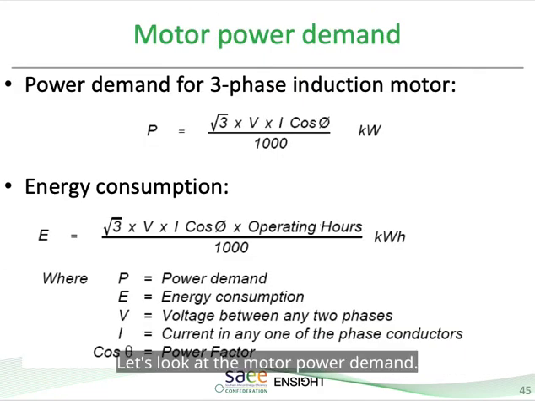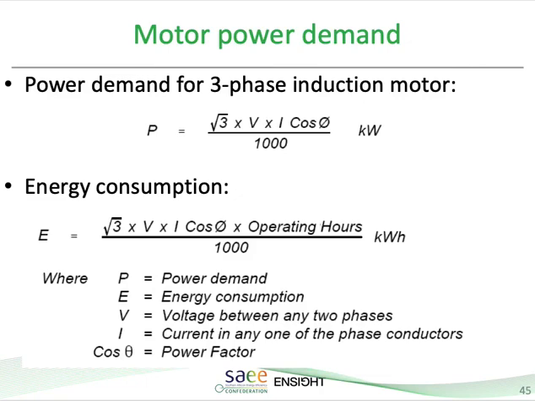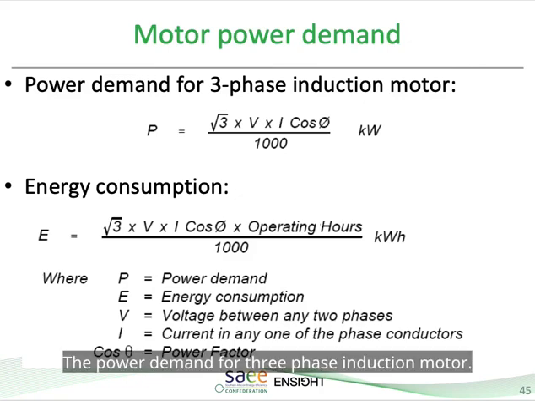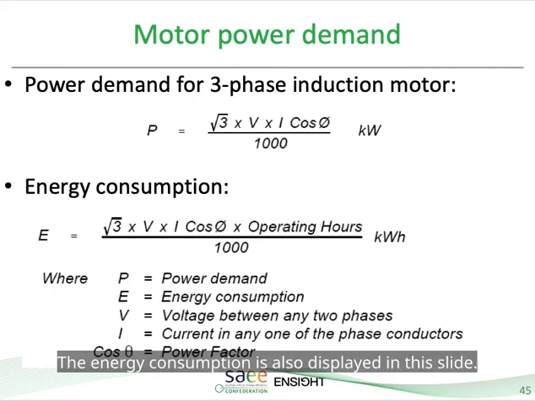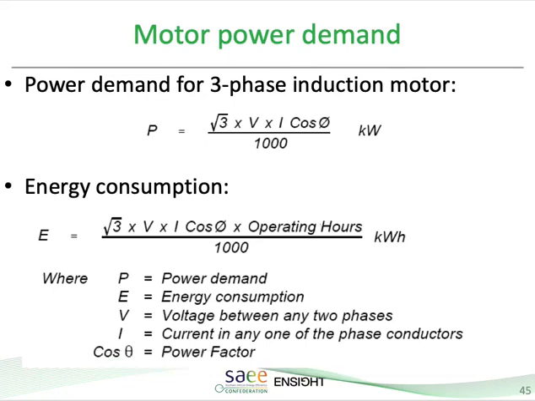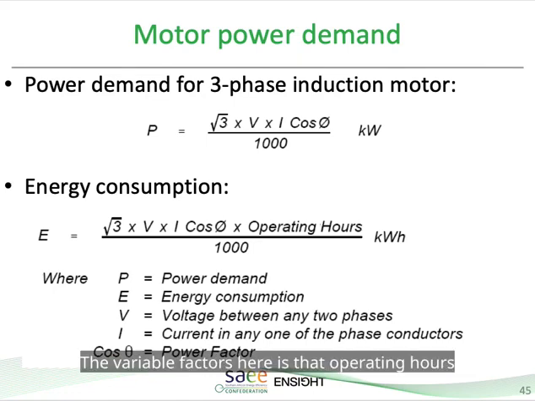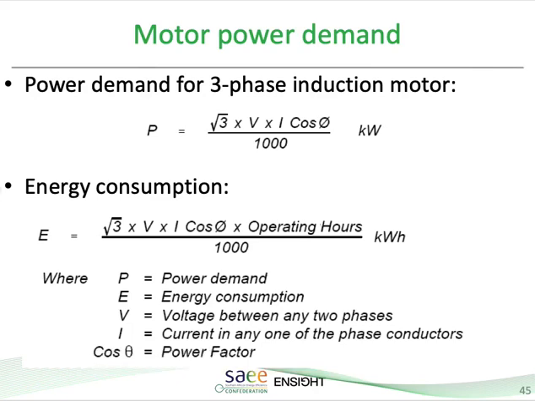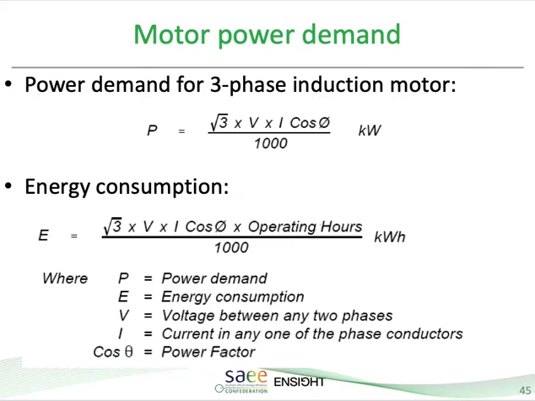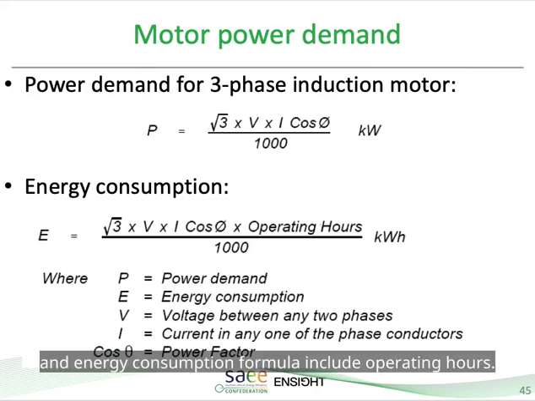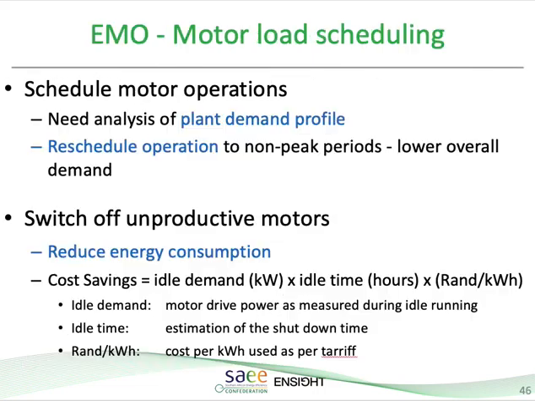Let's look at the motor power demand. The power demand for a three-phase induction motor formula is displayed in this slide. The energy consumption is also displayed in this slide. The variable factor here is that operating hours are brought into consideration within this formula, where the power formula excludes operating hours and the energy consumption formula includes operating hours.